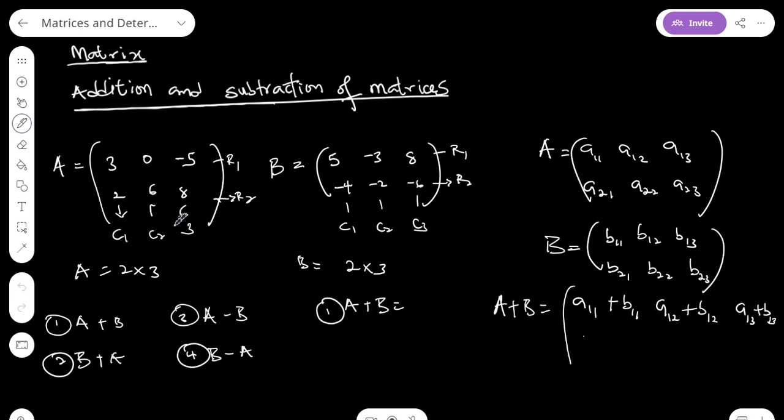The same thing, the element of A in the second row, first column, plus the element of B in the second row, first column. You add the elements of A in the second row, second column, plus the element of B in the second row, second column. You add the element of A in the second row, third column, plus the element of B in the second row, third column. So you add them together, and your result forms the addition of A and B.